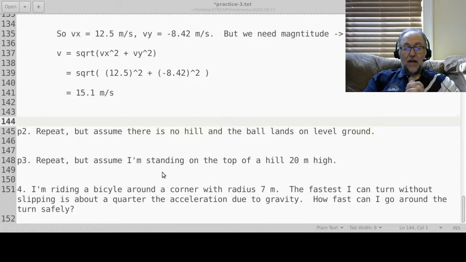In that case, you're going to have all possibilities: you're throwing it from below where it lands, at the same level as where it lands, or you throw it from higher than where it lands.